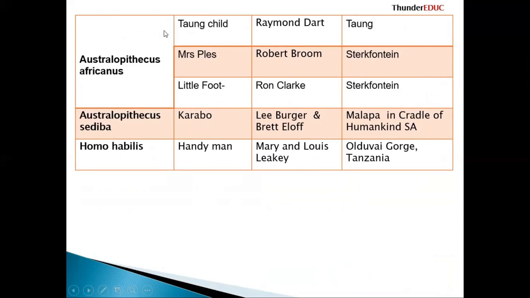The first one is Taung Child, discovered by Raymond Dart in Taung. It's called Taung Child because it was discovered in Taung. Then we have Mrs. Ples, discovered by Robert Broom in Sterkfontein. Yes, in the Sterkfontein Caves. Sometimes we call them the Sterkfontein Caves in Taung.